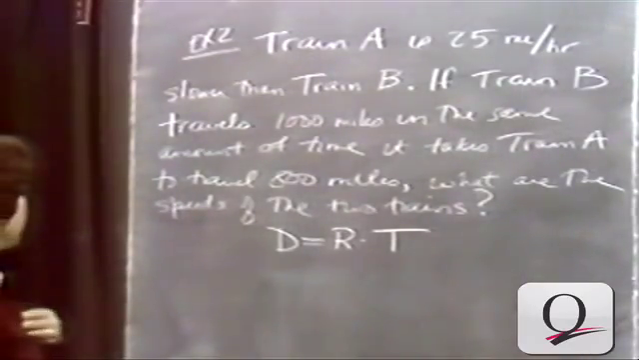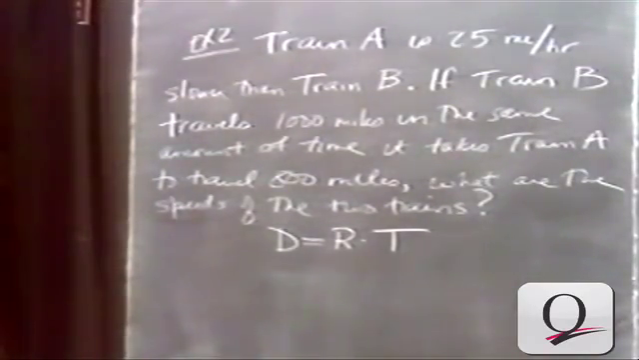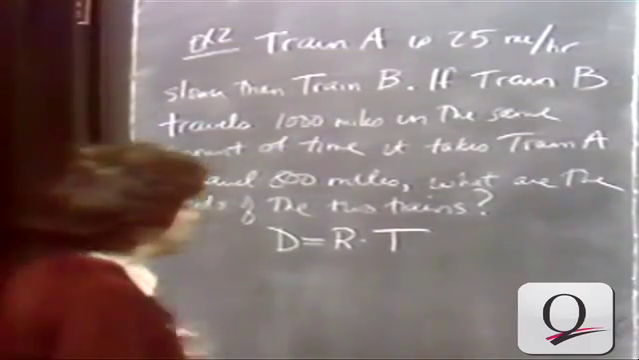Okay, we have two trains. One is traveling 25 miles per hour slower than the other. Train B travels 1,000 miles in the same amount of time it takes train A to travel 800 miles. What are the speeds of the two trains?